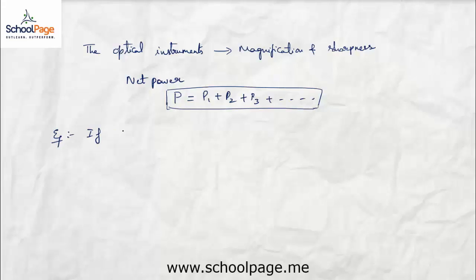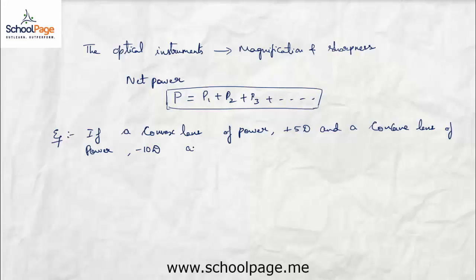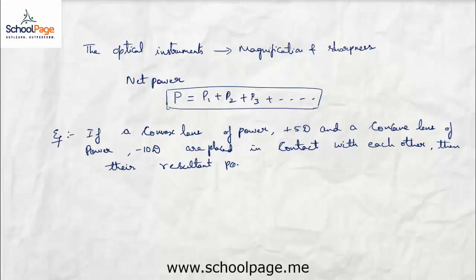Example, if a convex lens of power plus 5 diopter and a concave lens of power minus 10 diopter are placed in contact with each other, then their resultant power will be written as P is equal to P1 plus P2.